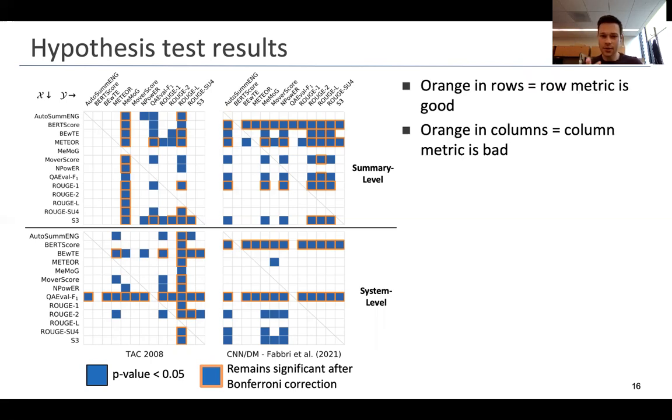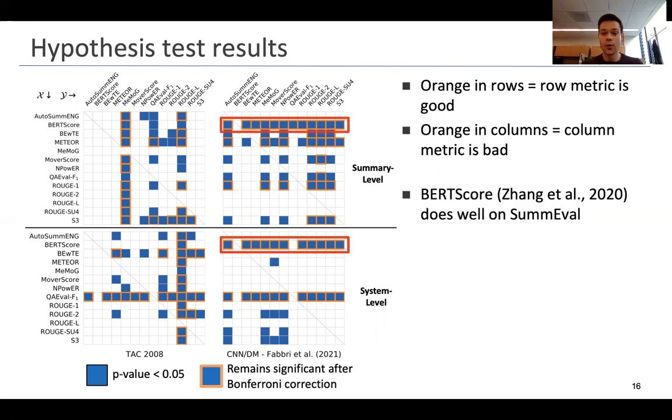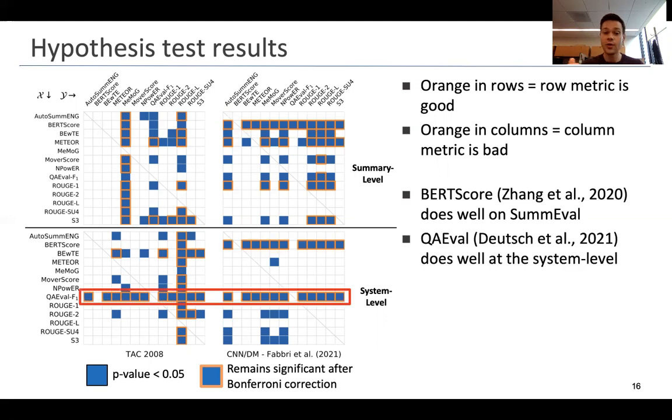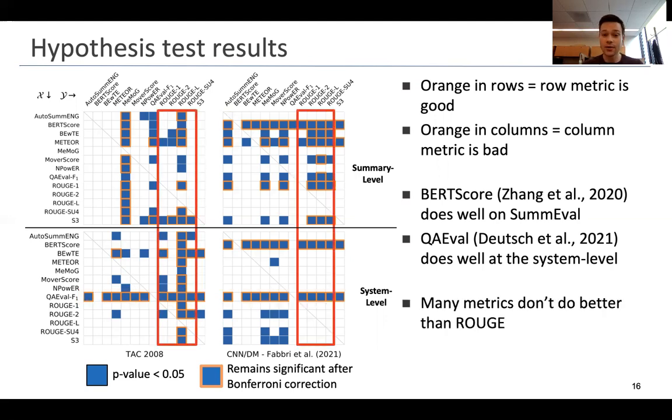And so the way that you can interpret this is that if there's a lot of orange in the rows, that means that the metric on the row is good. If there's a lot of orange in the columns, that means that the metric on the column is bad. And so what we see is that BERTScore actually does pretty well on both levels on the SumEval data set, and QA-eval does pretty well at the system level on both data sets. But unfortunately, we also see that a lot of metrics don't actually perform statistically better than Rouge, which is again a pretty disappointing result.